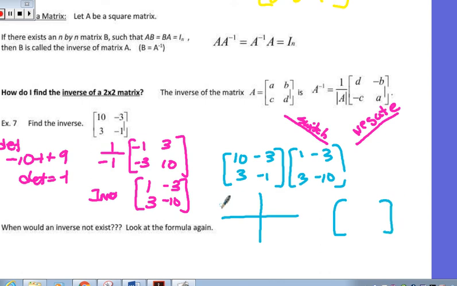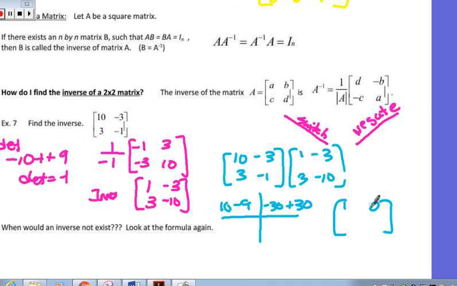So here, we're looking at row 1, column 1. So I'm going to pull from row 1 and column 1. Here we get 10, negative 9. That does get us the 1. This spot here, row 1, column 2, pulling from row 1 and column 2, we have negative 30. Over here we have positive 30, and that comes out to be 0.